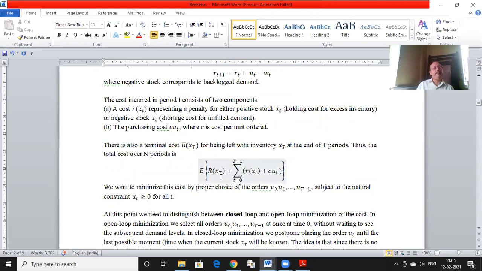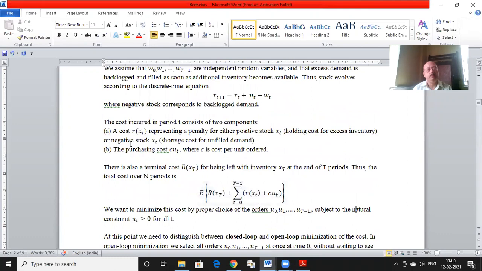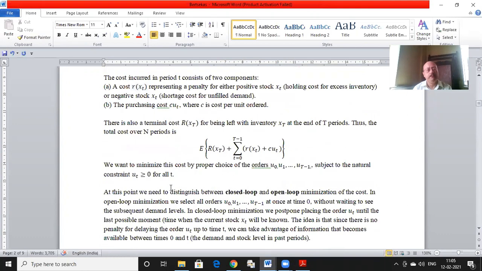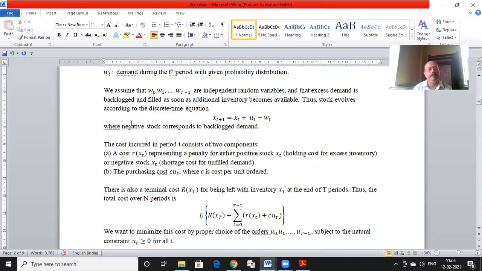And in the end, at time capital T, when there is no more business to be done, whatever excess stock I have, that will also have a terminal cost capital R, because whatever I have in my hand, I cannot use anymore. And of course, I cannot order negative quantities, so my U quantities are non-negative. So this is the problem.